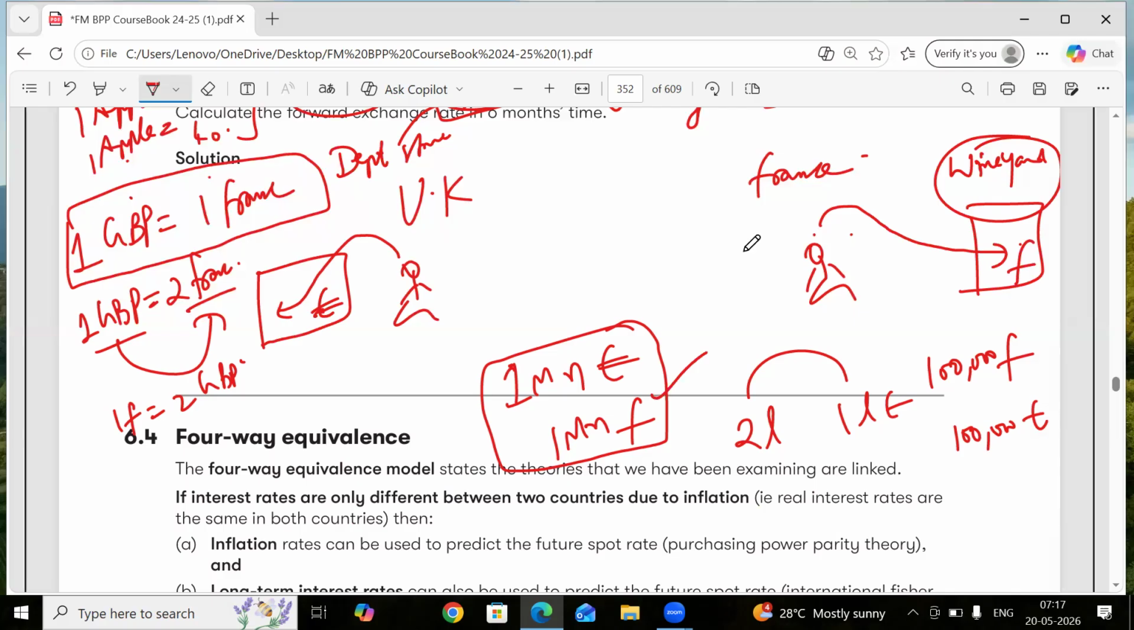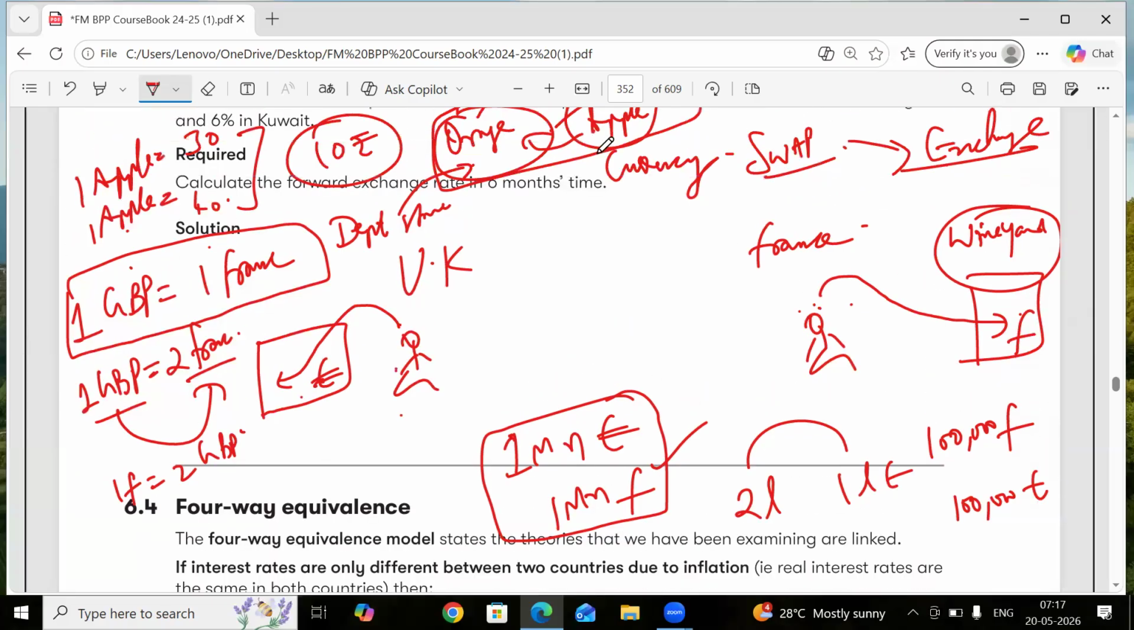In this way, both of them are exchanging their payments. He is supposed to make payment in pounds, which the UK guy is making, and he is supposed to make the payment in pounds, which the French guy is making. In this way, they both exchange their payments. That is currency swap.